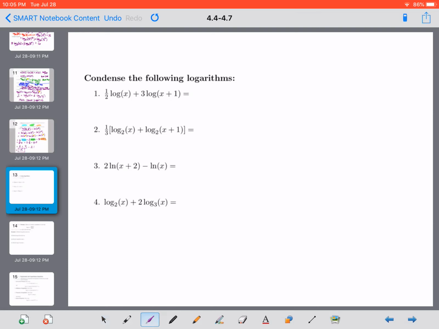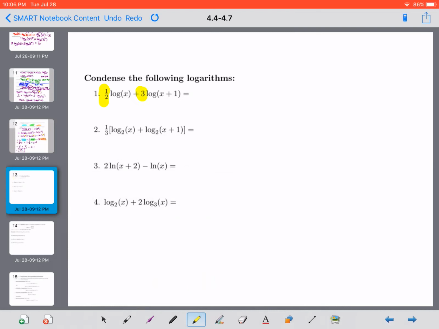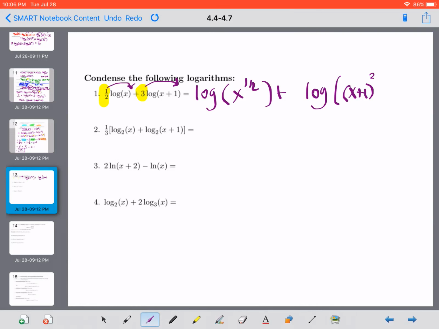We can take any coefficient on the outside. Right, if we're multiplying by a constant on the outside, we can move that in as an exponent on the inside. So I can rewrite this as log of x to the 1/2 plus log of, be careful here, that whole inside term x plus 1 is going to be raised to the 3rd power. And now, because I have an addition of 2 logs with the same base, there's nothing there, so we can assume it's base 10.